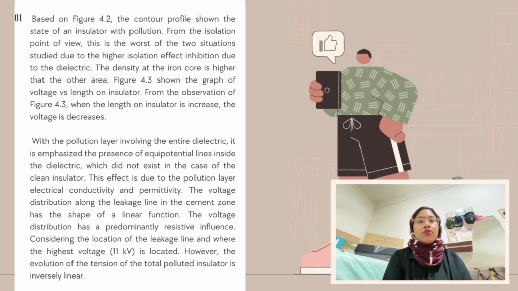The voltage distribution along the leakage line in the cement zone has the shape of a linear function. The voltage distribution has a predominantly resistive influence considering the location of the leakage line and where the highest voltage, 11 kV, is located. However, the evolution of the tension of the total polluted insulator is inversely linear.